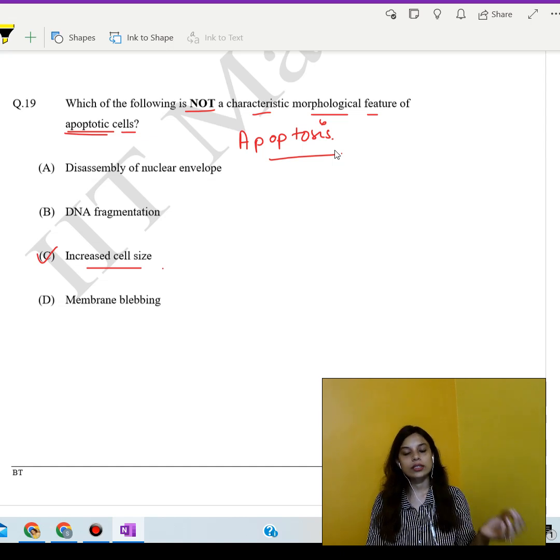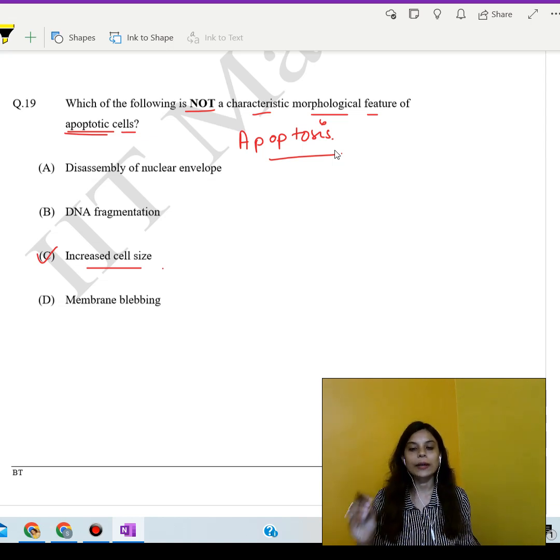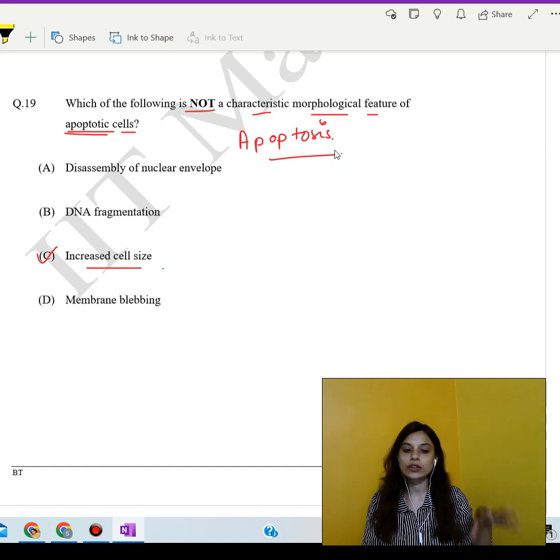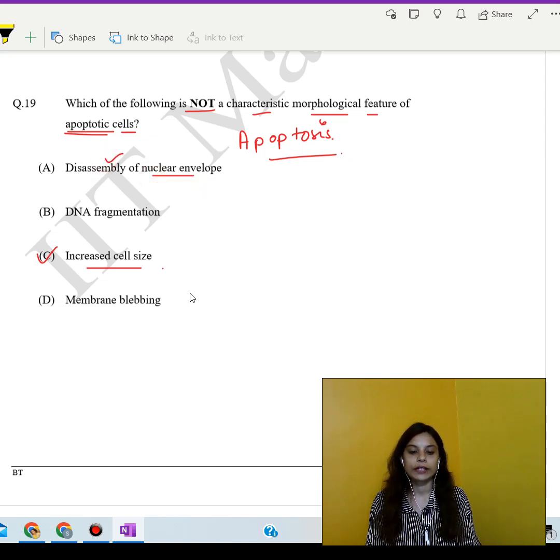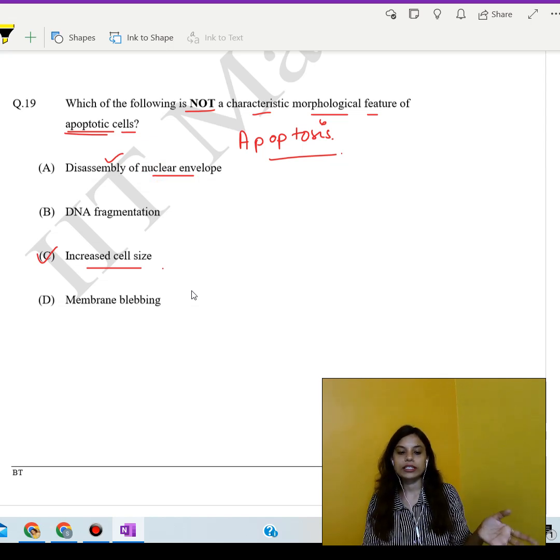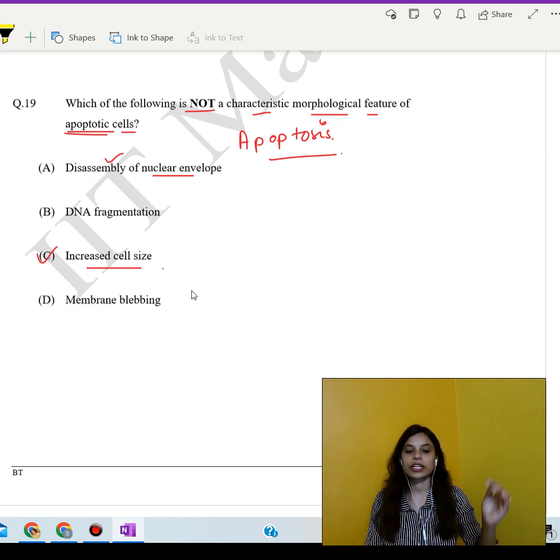Okay, and this is a normal and controlled process by which the cells die. It is essential for maintaining the tissue homeostasis and for eliminating the damaged or the unwanted cells. Now, during apoptosis, what happens? Cells undergo a series of characteristic morphological changes, like disassembly of nuclear envelope. Now this leads to the breakdown of the nuclear membrane and the release of nuclear contents into the cytoplasm.